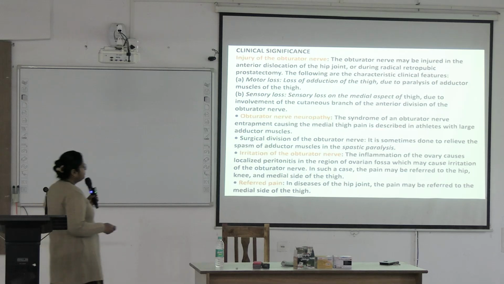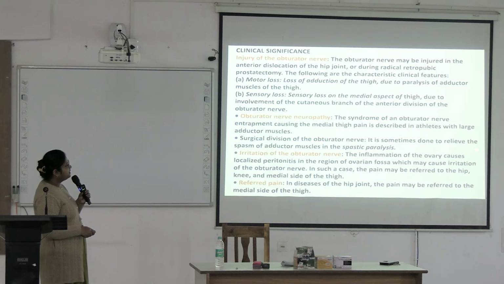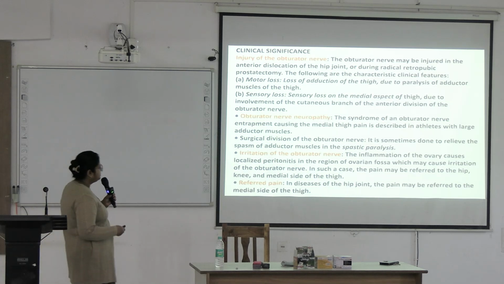The syndrome of an obturator nerve entrapment causing medial thigh pain is described in athletes with large adductor muscles. And surgical division of the obturator nerve is needed. It is sometimes done to relieve the spasm of the adductor muscles in spastic paralysis. Okay.